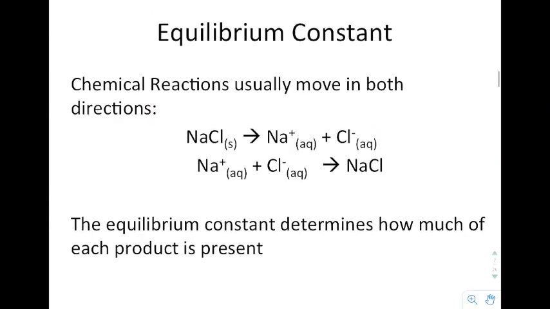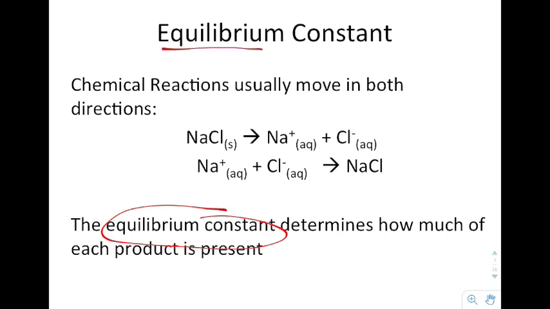Now, what we can do now is we can generate something called an equilibrium constant expression. Chemical reactions generally move in both directions, and so what we do is we create what's called an equilibrium expression to say, hey, this is how much there is when they're in balance. Because remember, equilibrium means that they're in balance.